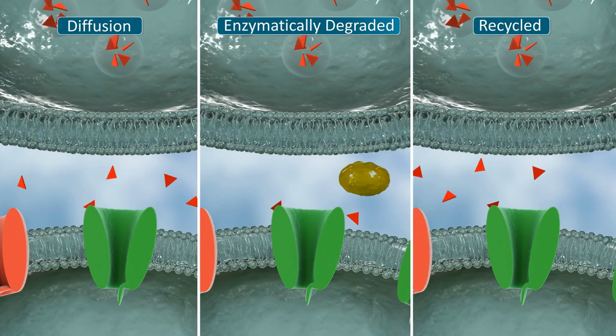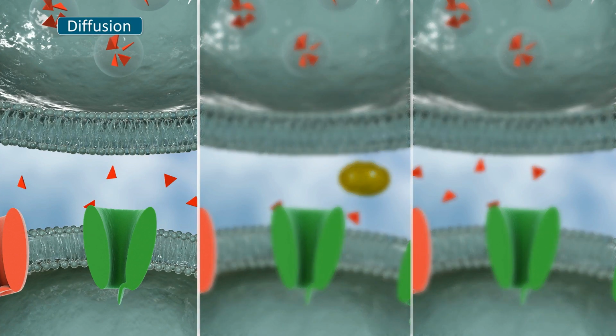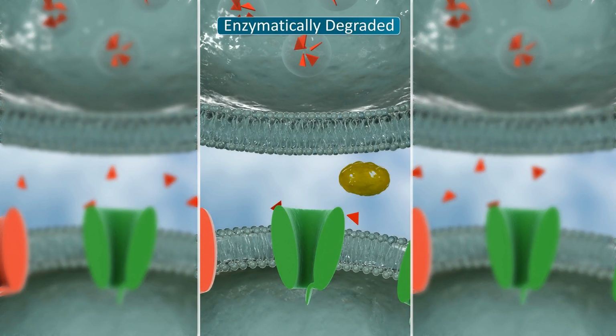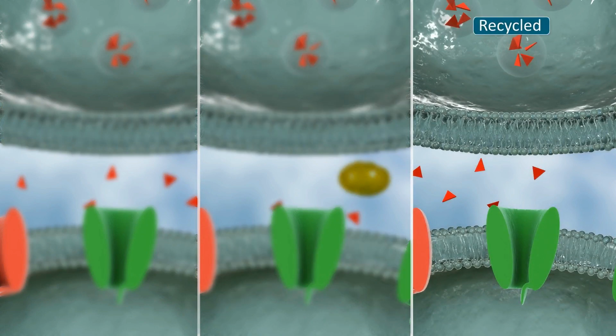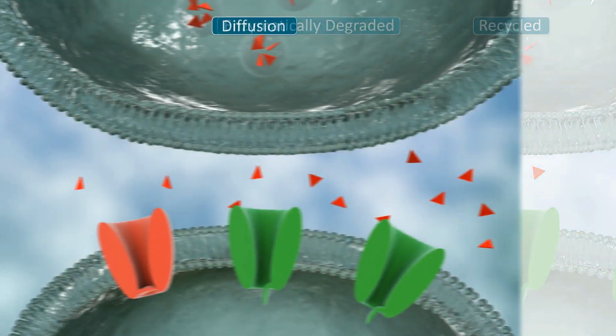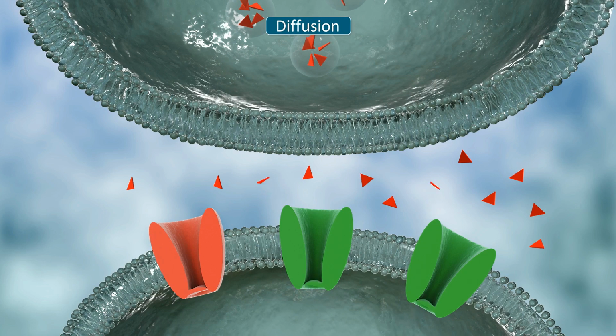Neurotransmitters influence the postsynaptic membrane electrical state for only a short time and are removed from the synaptic cleft in one of three ways: diffusion away from the receptors, enzymatically degraded, or recycled by the presynaptic cell. Some of the neurotransmitter molecules diffuse out of reach of the neurotransmitter receptors.